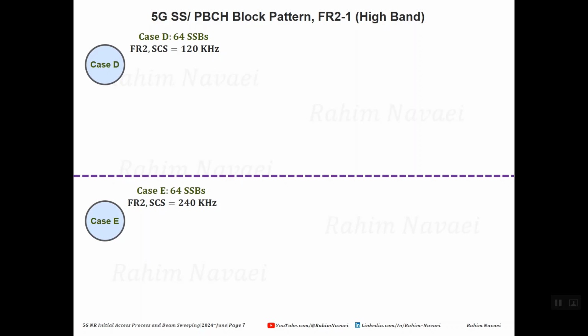For the frequency range 2, 3GPP has specified 4 SSB patterns. I mean pattern D, E, F, and G. In this slide, we'll look at pattern D and E, and in the next slide, we'll see pattern F and G. SSB pattern D is applicable for SCS of 120 kHz, and a maximum of 64 synchronization signal blocks are transmitted within a burst.